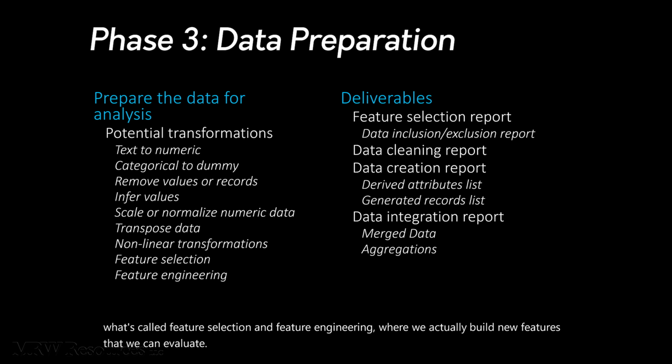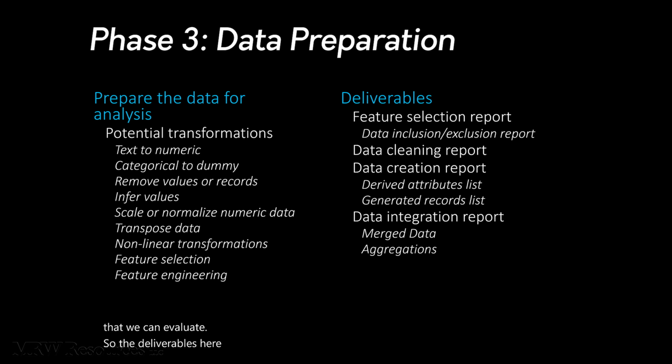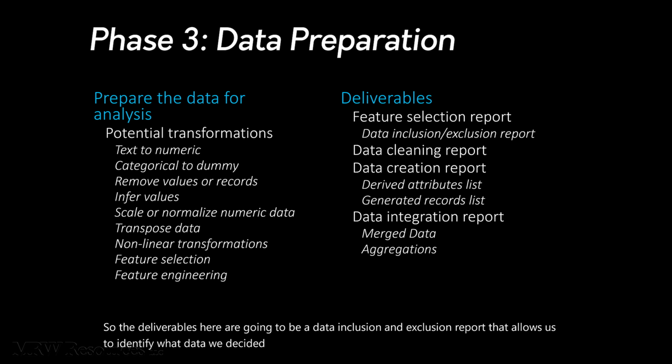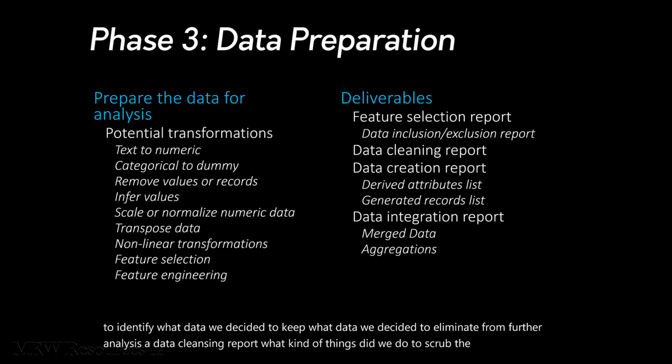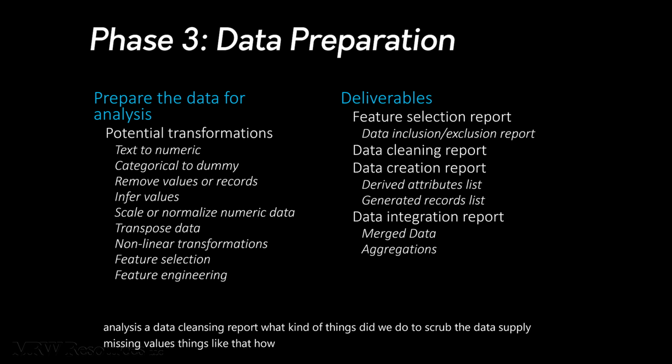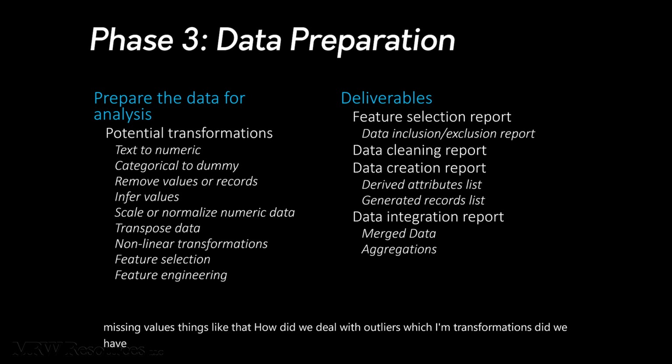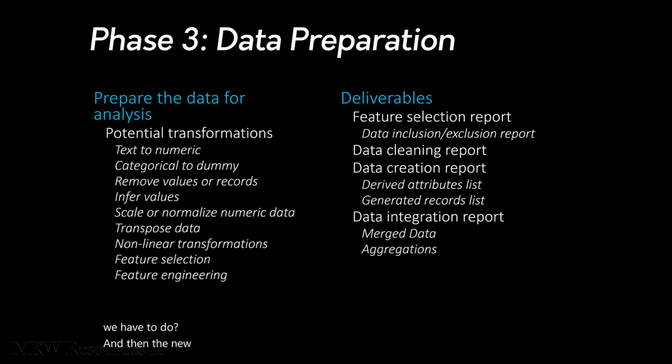So the deliverables here are going to be a data inclusion and exclusion report that allows us to identify what data we decided to keep, what data we decided to eliminate from further analysis, and a data cleansing report. What kind of things did we do to scrub the data, supply missing values, things like that? How did we deal with outliers? What kind of transformations did we have to do? And then the new records and attributes that we may have created.